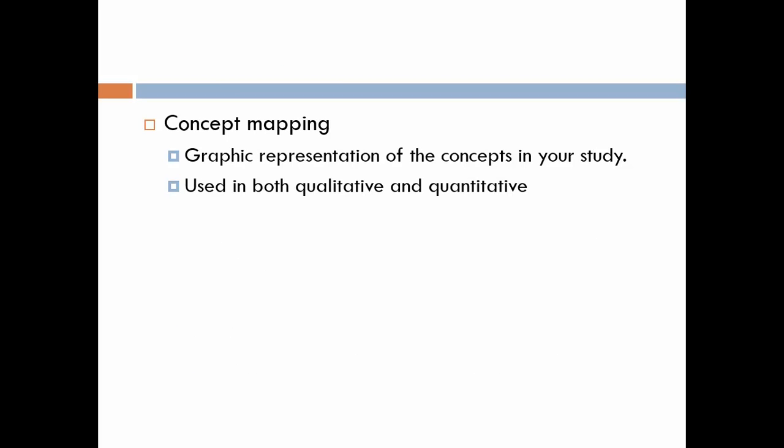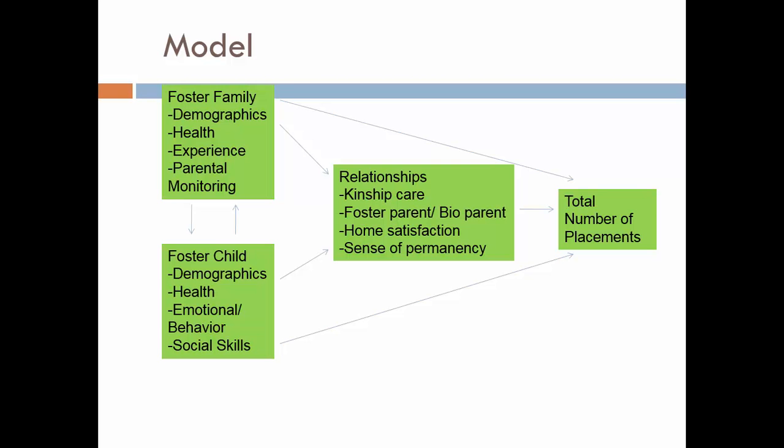Okay, a concept map is a graphic representation of the concepts in your study. And we've already talked about what concepts are. So you can use a concept map for both a qualitative and a quantitative study. And I'm going to have you guys make one for your paper. Here's an example from my dissertation. So my concepts, I had foster families and foster children, and I had relationships, and then I had total number of placements. Remember we talked about that's how many foster homes a child lived in.